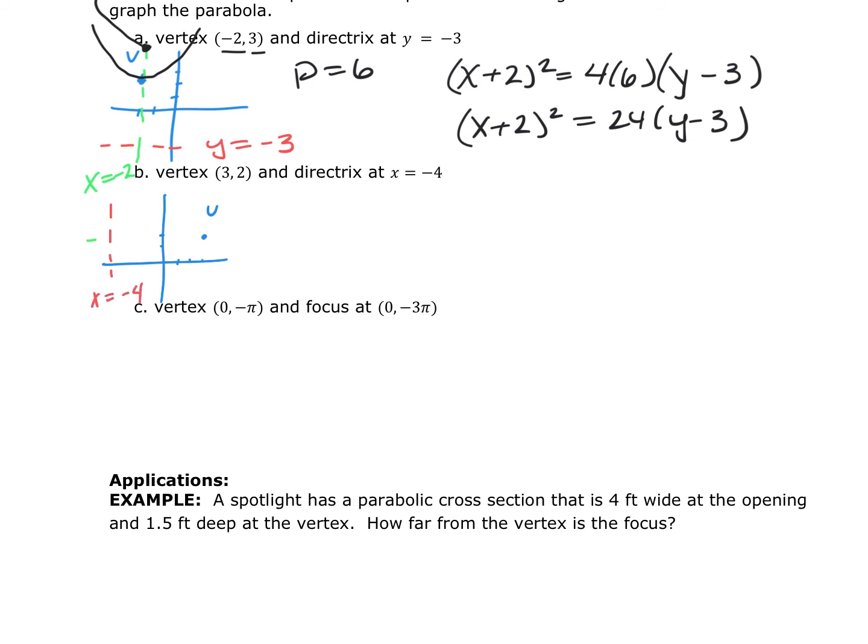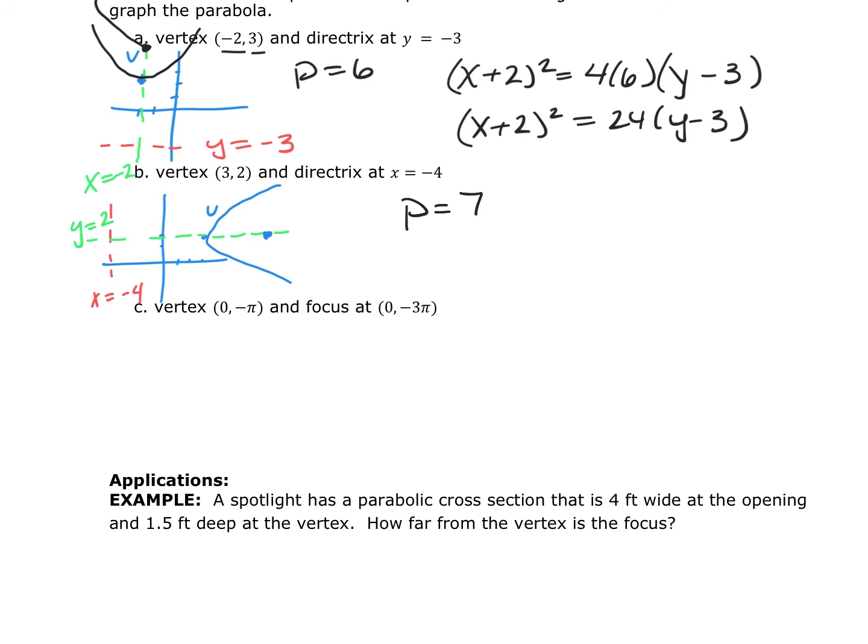That means my axis of symmetry must be y is equal to 2. So that means I must be opening like this. Then it's just a matter of finding my focus. My focus would be, well, I'm going to count. How far did I travel from negative 4 to positive 3? That's my p-value. My p-value is a positive 7.